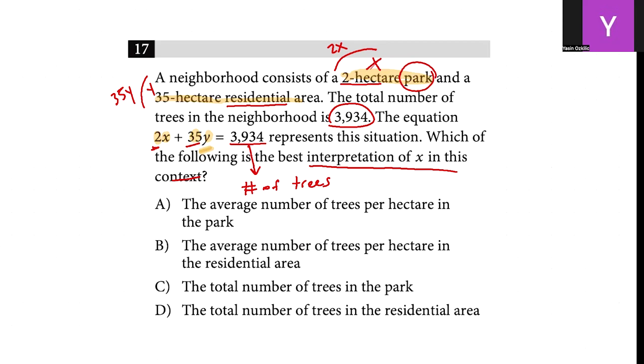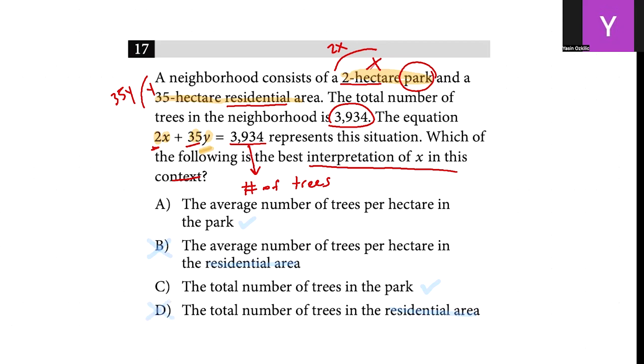The first one says the average number of trees per hectare in the park. It is a possible answer. Okay, B is the average number of trees per hectare in the residential area. X is not about the residential area, so B is an impossible answer. C is the total number of trees in the park. It might be, so I will check that one. D is the total number of trees in the residential area. No, it's not about the residential; it should be about the park. So this is also an impossible answer.